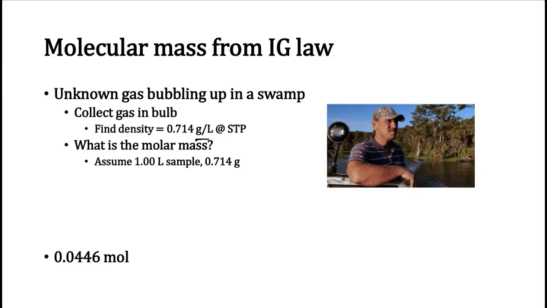So there's a couple things that we want to assume. Make it easy on yourself. So assume that you have a 1 liter sample. And by assuming that you have a 1 liter sample, you can use that density. And then that will tell us the mass, well, I guess we need to multiply through by that 1 liter. So if we assume that we have a 1 liter sample, we multiply through and we have 0.714 grams of gas.